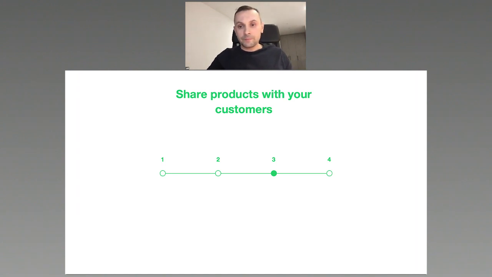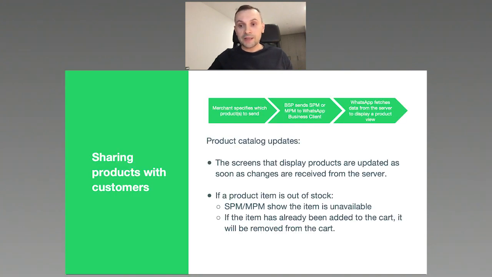Step number 3 is merchant can let customers view product items. And this can be done with two new types of interactive messages now supported by WhatsApp Business API. Single product message and multi-product message.